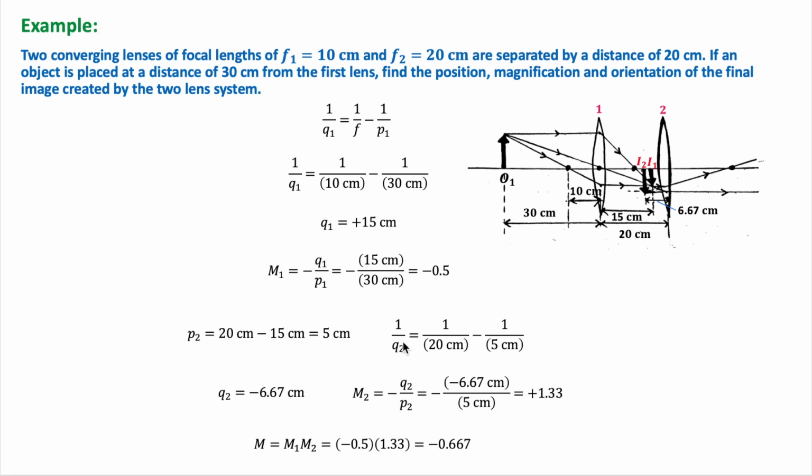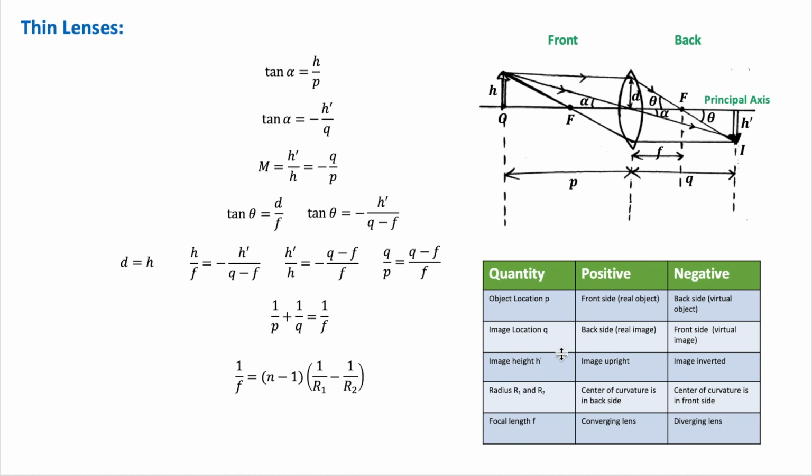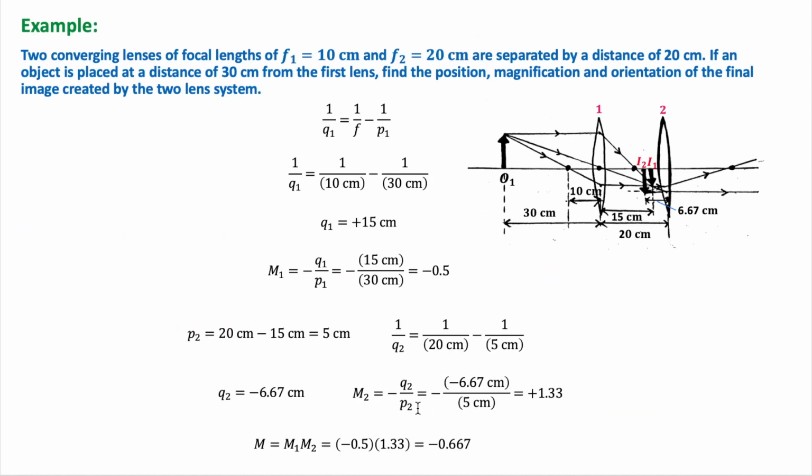Then we substitute to find the location of the image formed by the second lens, q2, which is equal to minus 6.67 centimeters, which shows that the image of the second lens is at the front side, right? According to this sign convention, if it's negative, it's at the front side, it's a virtual image, right? And this is expected because the object I1 is at a distance less than the focal length of the second lens. So from here we can calculate the magnification of the second lens, and the total magnification due to the two lens system is equal to M1 times M2, which equals minus 0.667, okay?